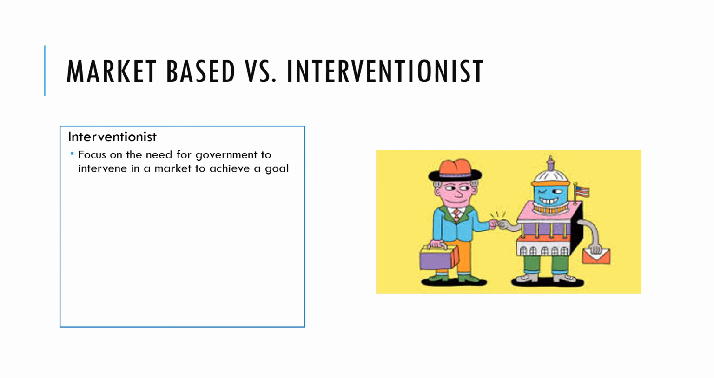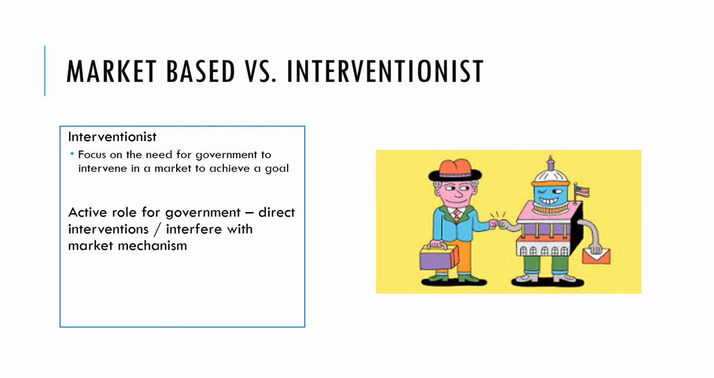Interventionist policies, on the other hand, involve the government actually taking a more active approach and intervening in order to try and provide an environment where businesses produce more. This is an active role for government, direct interventions or interfering with the market mechanism rather than allowing the market mechanism to more freely function.